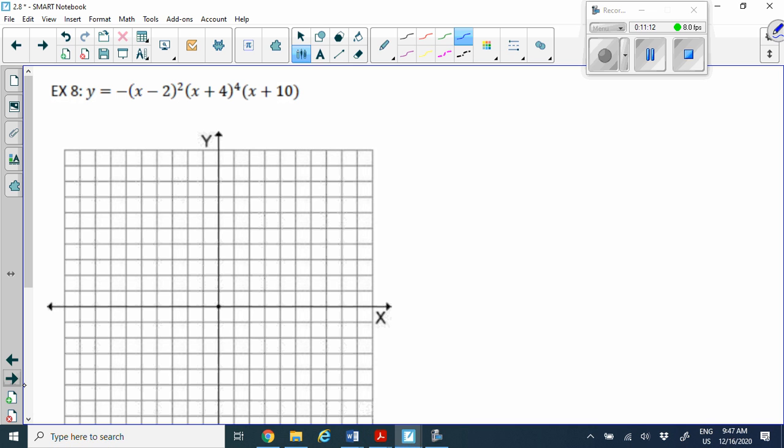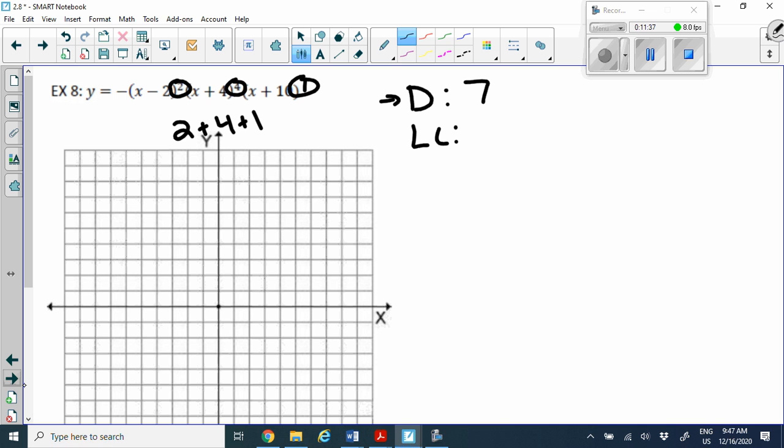Okay, let's see what you got here. So first, let's talk about the degree of this polynomial. Okay, so remember, since we are in factored intercept form, we need to count the exponents. So on the x plus 10, notice we don't have an exponent here. That is an automatic 1. So we have a 2 plus 4, and then a plus 1. So we get 7 as our degree.